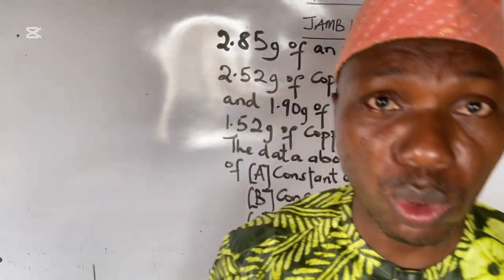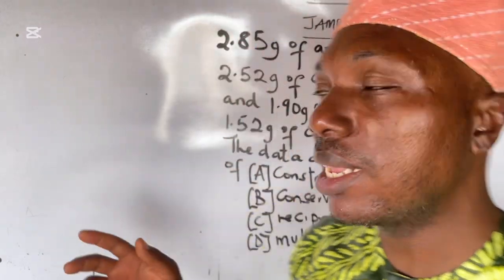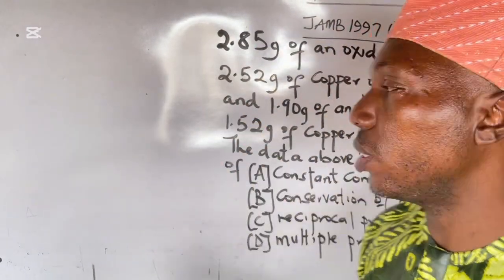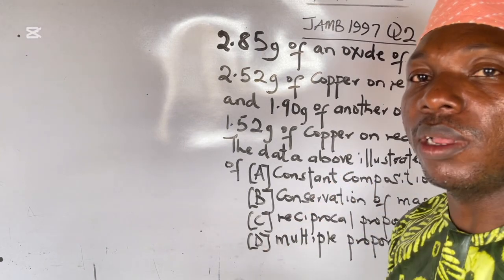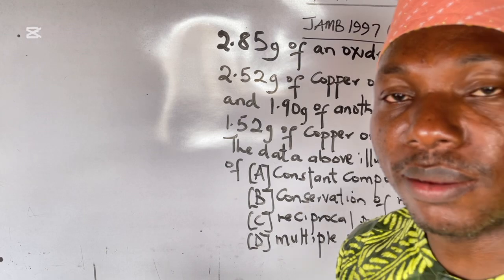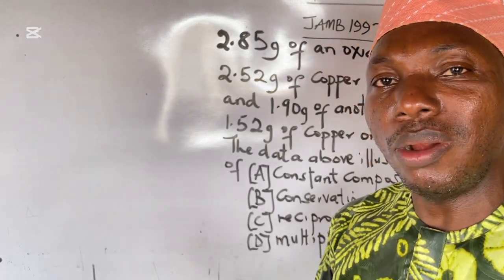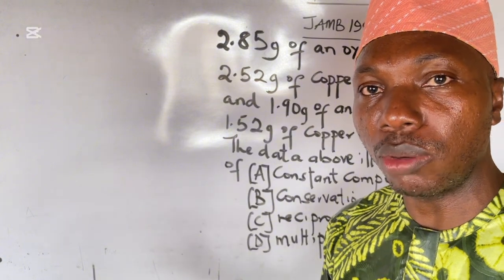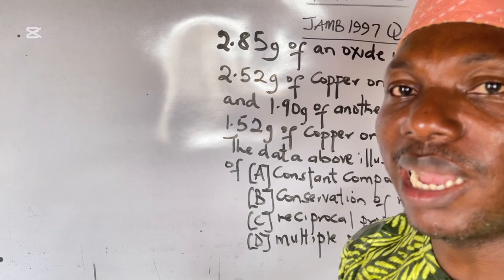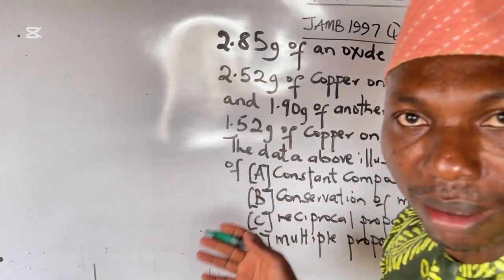Today's class will be dwelling more on chemistry, as we'll be taking the laws of chemical combination. The first one is the law of conservation of mass, then the law of definite proportion or constant composition, the law of multiple or variable proportion, and the law of reciprocal proportion. Those are the laws we have as regards chemical combination. Let's see how we apply them mathematically.